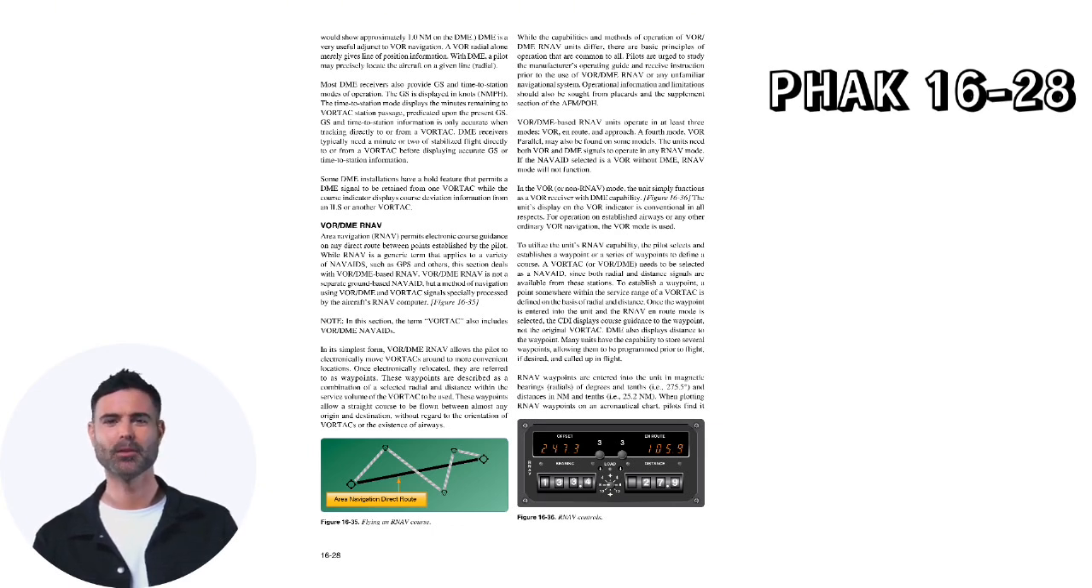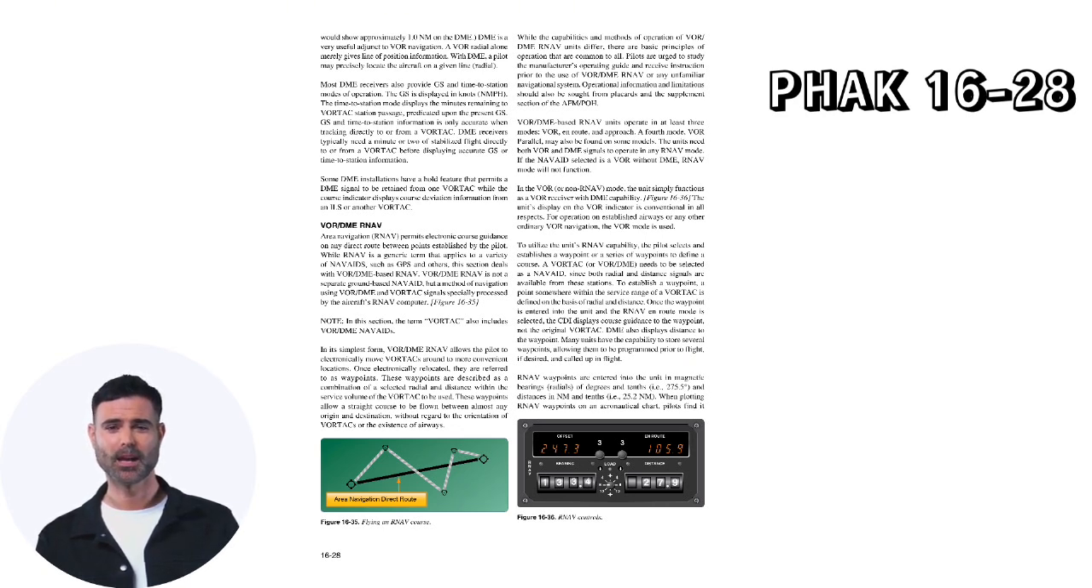VOR/DME-based RNAV units operate in at least 3 modes: VOR, en route, and approach. A 4th mode, VOR parallel, may also be found on some models. The units need both VOR and DME signals to operate in any RNAV mode. If the nav aid selected is a VOR without DME, RNAV mode will not function. In the VOR or non-RNAV mode, the unit simply functions as a VOR receiver with DME capability.